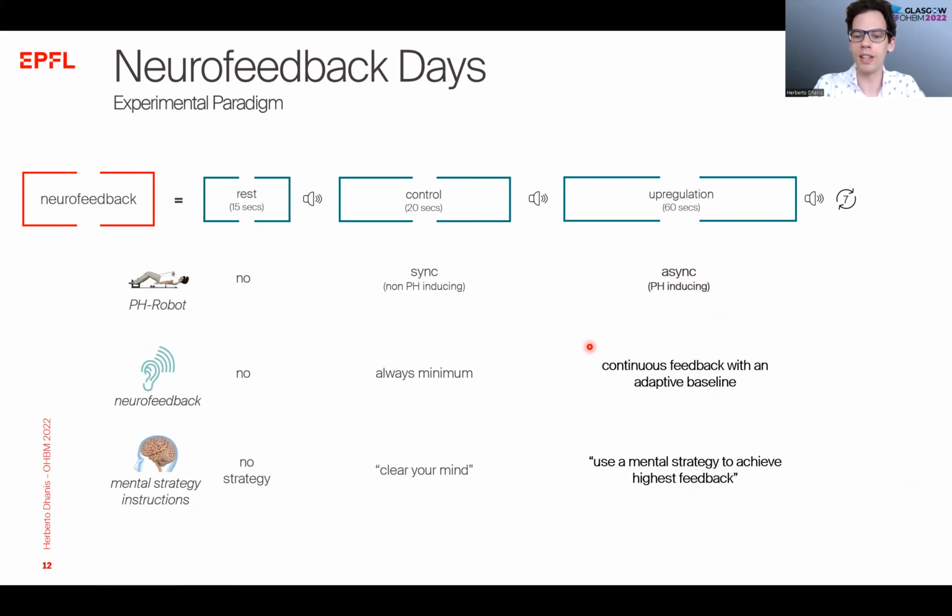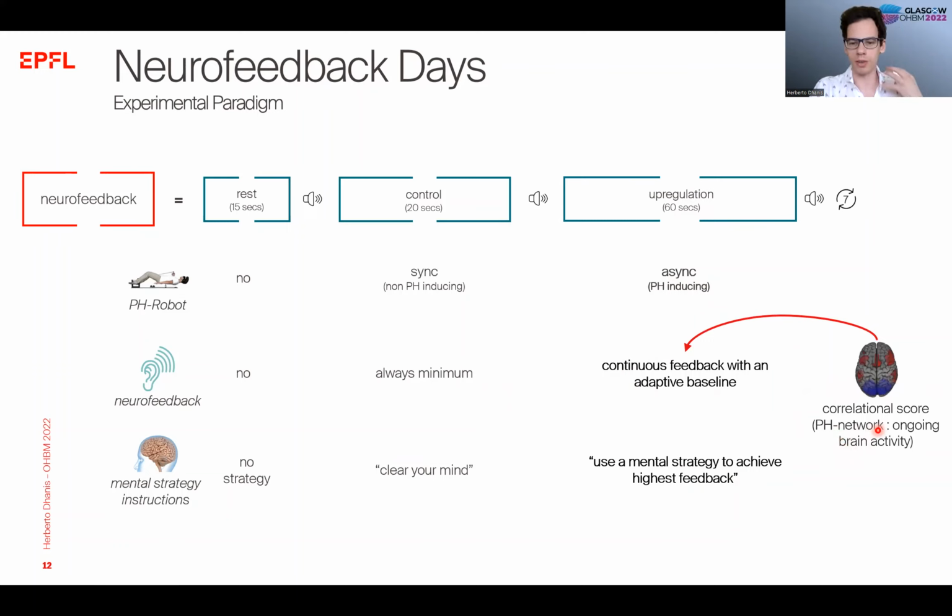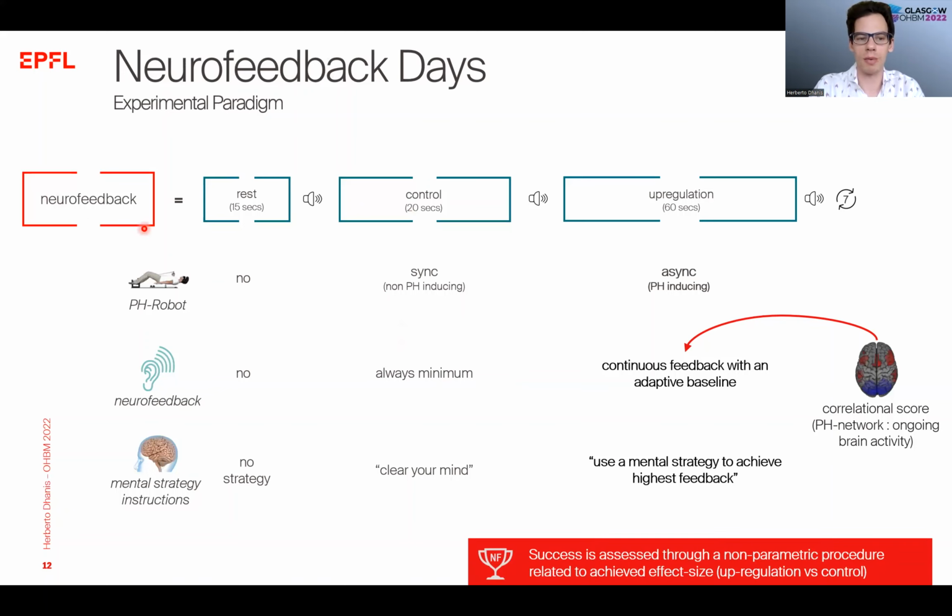Now, the feedback here was variable and had an adaptive baseline. What this means is that at all times we were computing a correlational score between ongoing brain activity and the presence hallucination network. But this was always normalized by whatever had happened during the control condition. So the feedback had this adaptive baseline from the previous control block. And then we assessed success of a full neurofeedback run based on a non-parametric procedure that basically looked at the effect size you had achieved between upregulation and control. I'm happy to take questions on that later.